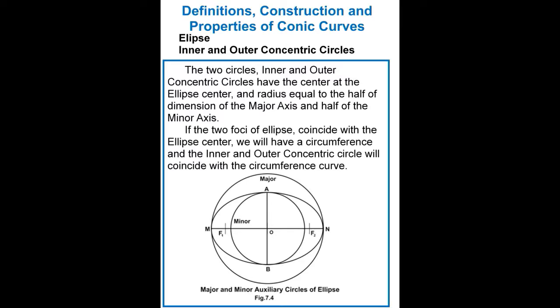This slide shows the definition of the inner and outer concentric circles of the ellipse. Figure 7.4 presents the two circles, inner and outer concentric circles. They have the center at the ellipse center and a radius equal to half of the dimension of the major axis and half of the minor axis. If the two foci of the ellipse coincide with the ellipse center, we will have a circumference, and the inner and outer concentric circles will coincide with the circumference curve. The inner and outer concentric circles are also called the major and minor auxiliary circles of the ellipse.